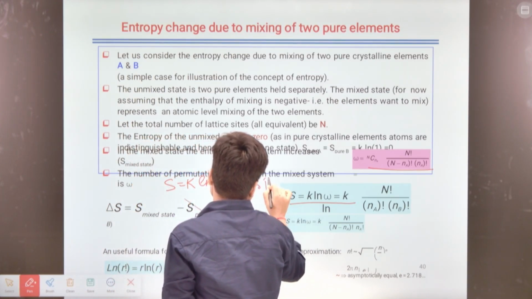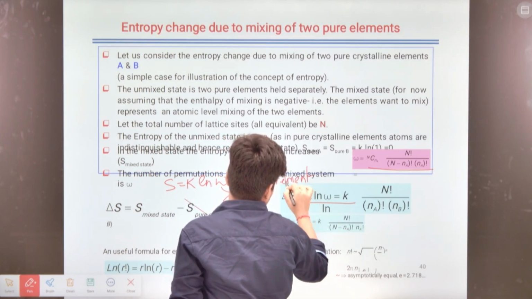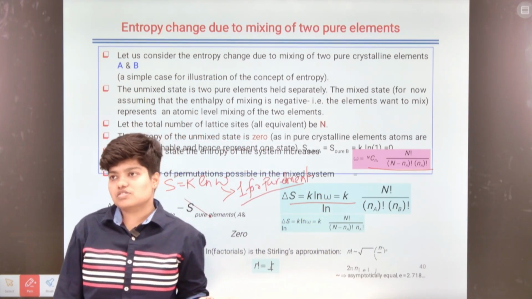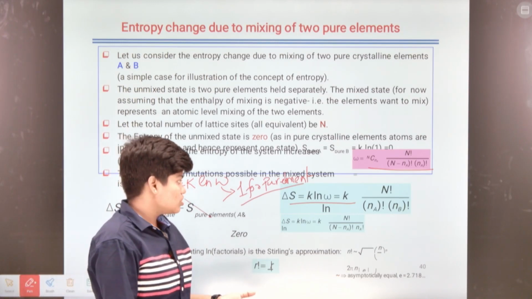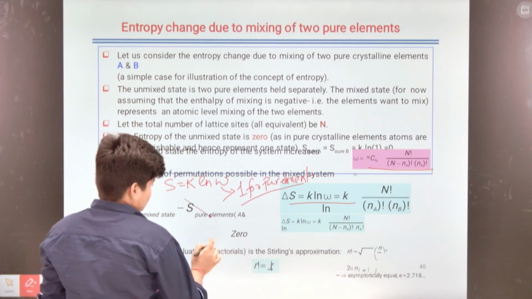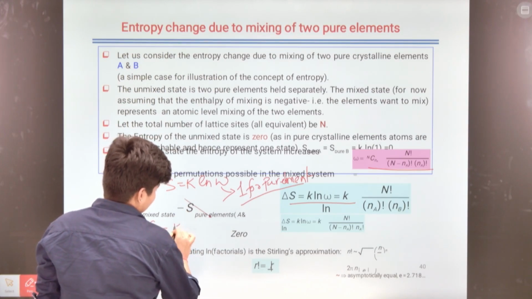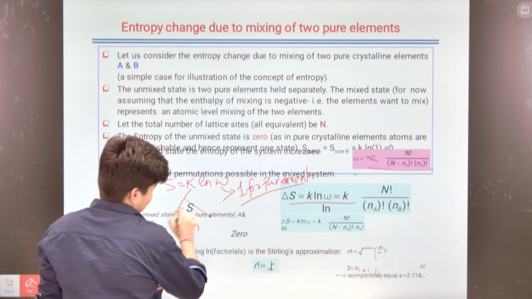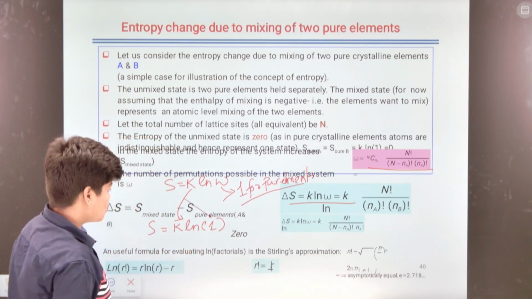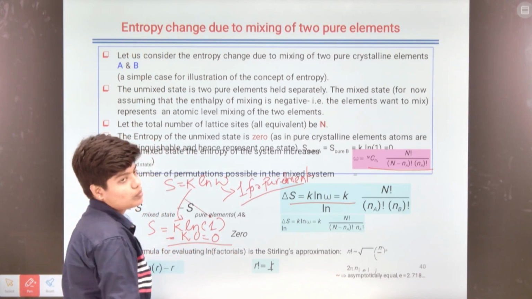Remember, for a pure element the W will be 1, because for a pure element there will be no such mixed states. So there will be only one configuration. If we put the formula here, S equals K ln W, in place of W we can write 1. We know that ln 1 is equal to 0. So it will be K into 0, and the entropy is 0.